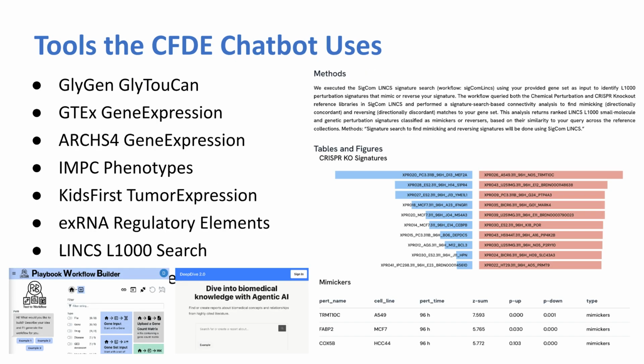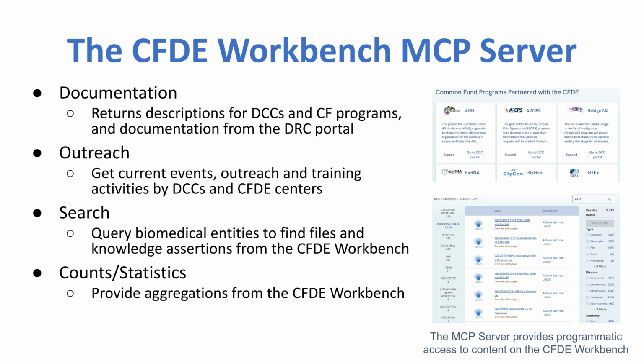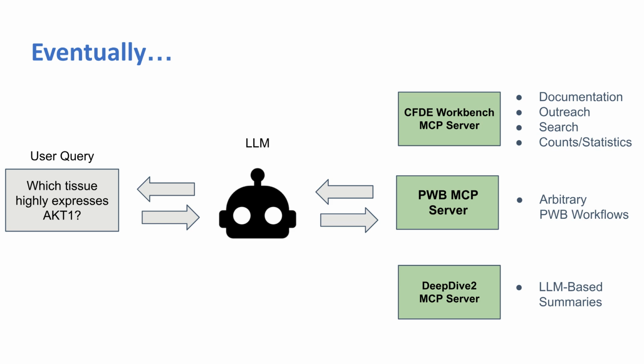The CFDE chatbot utilizes a variety of tools, ranging from GlyGen and GTEx expression queries to Lynx L1000 searches and CRISPR knockout signature analysis. The CFDE Workbench MCP server organizes its capabilities into documentation, outreach, search, and statistics, ensuring programmatic access to comprehensive biomedical content. Looking forward, the architecture will expand to include multiple MCP servers, allowing the LLM to access an even broader array of workflows, tools, and summaries to assist researchers.